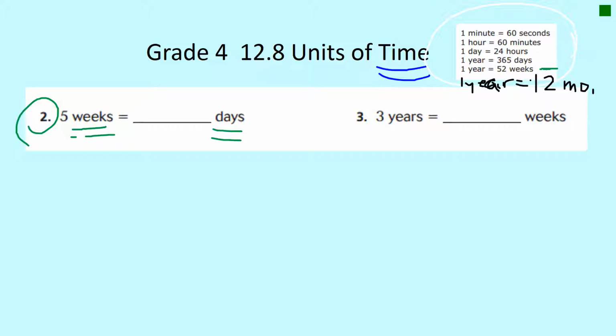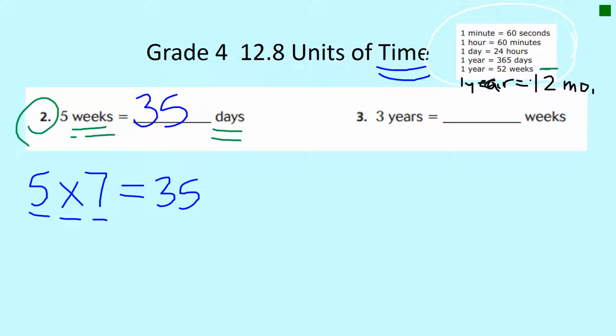All right, so we got to think now. How many days are in 1 week? Sunday, Monday, Tuesday, Wednesday, Thursday, Friday, Saturday. There are 7 days in each week. So if we have 5 weeks of 7 days, we have 5 sets of 7 days. That's, of course, 35 days.